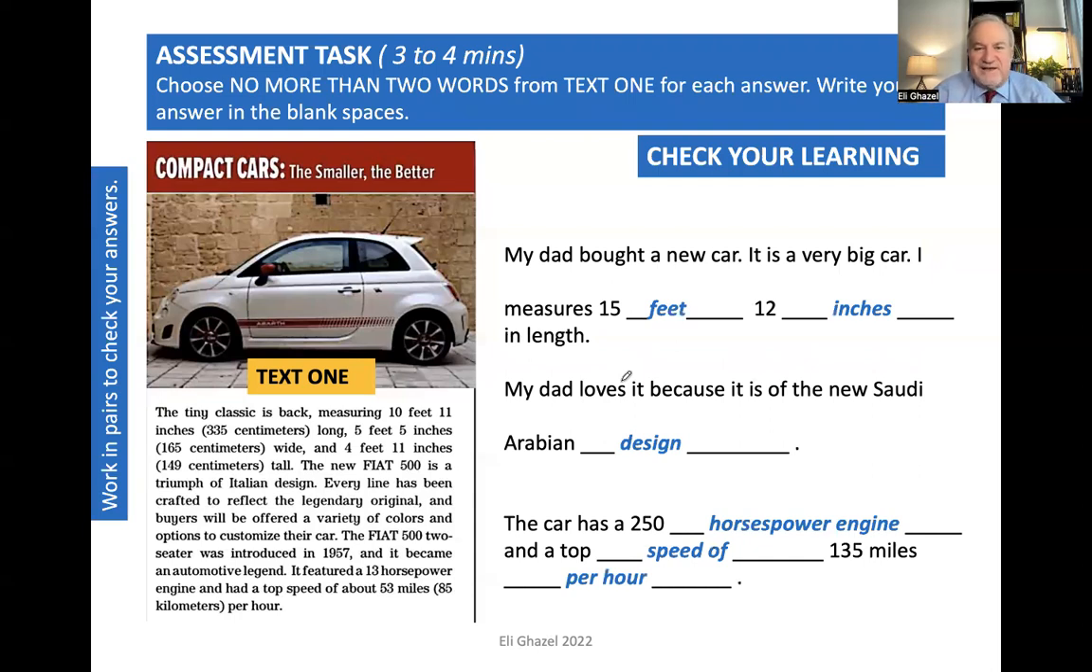All right. So if a car is 15 meters, that would be like longer than a bus. It can be almost like a train wagon, right? Of the new Saudi Arabian design, it has a 250 horsepower engine and a top speed of 135 miles per hour, etc. So we're not talking about the Fiat here. We're talking about a new Saudi Arabian designed car.